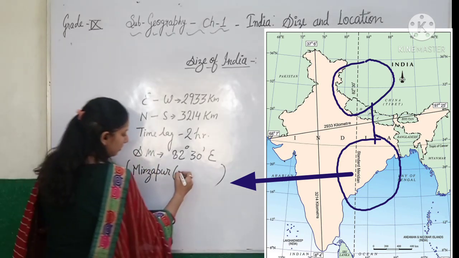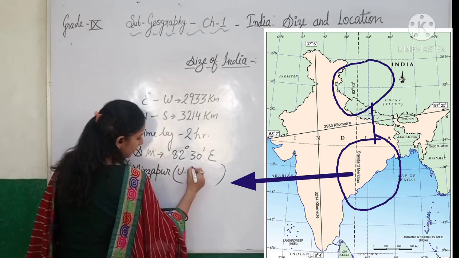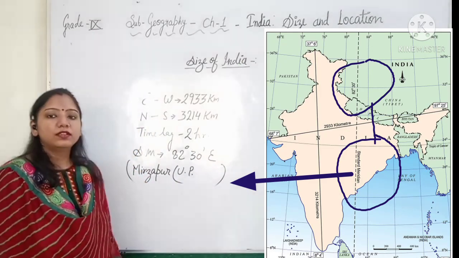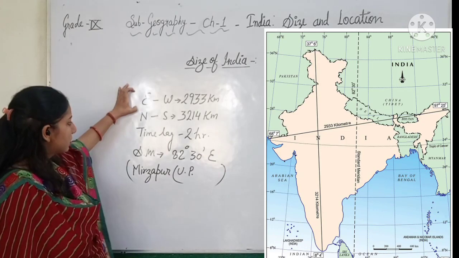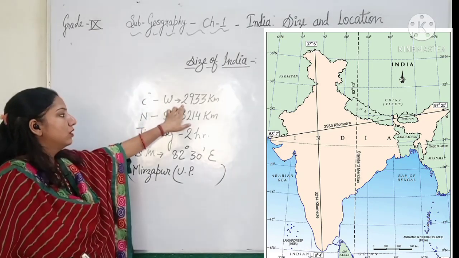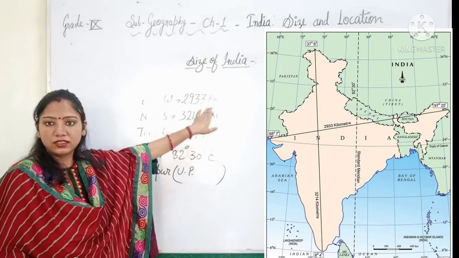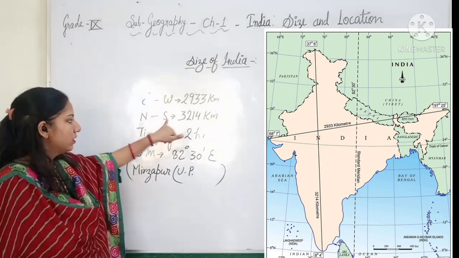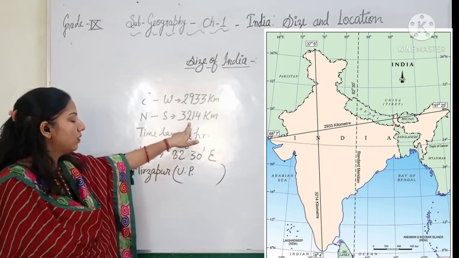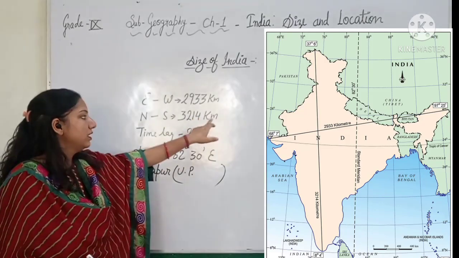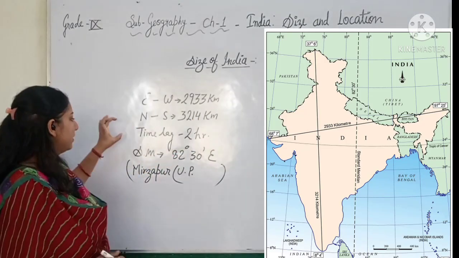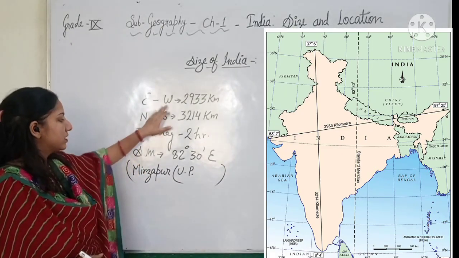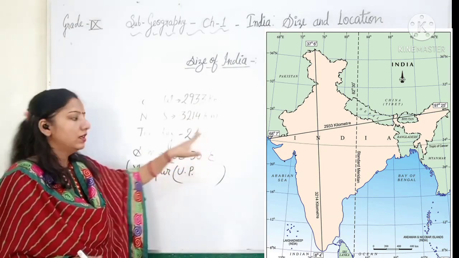This is situated in which state? Uttar Pradesh, in UP. So here we can see the distance from east to west is 2933 kilometer. Then the distance from north to south is 3214 kilometer. Then after that, the time lag between east to west is 2 hours.